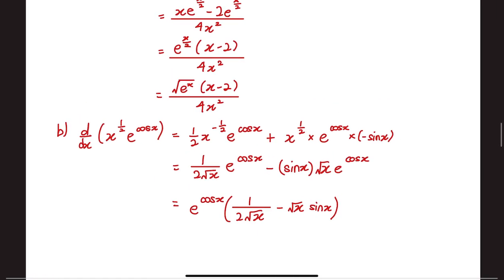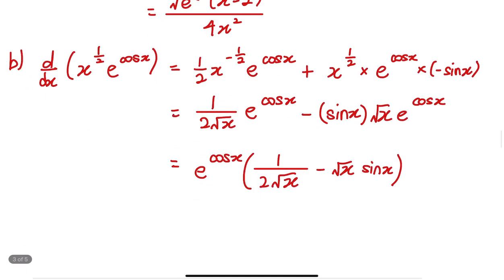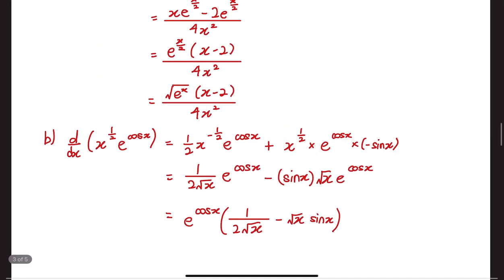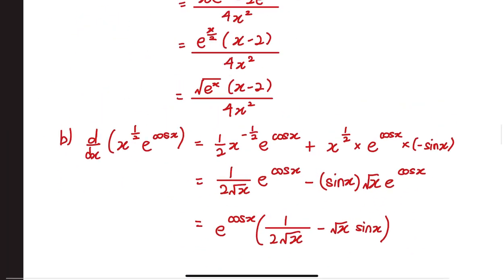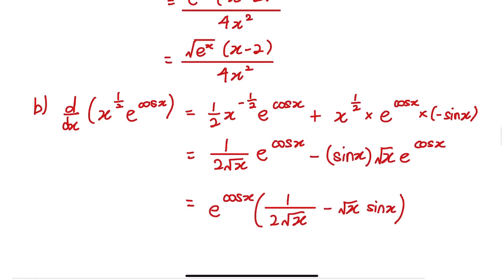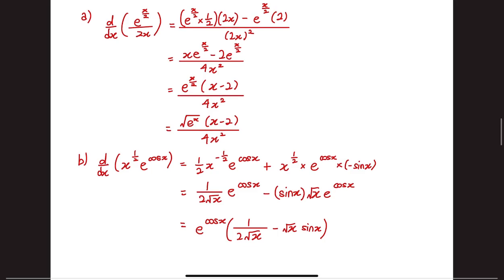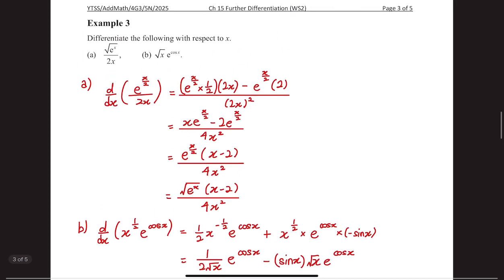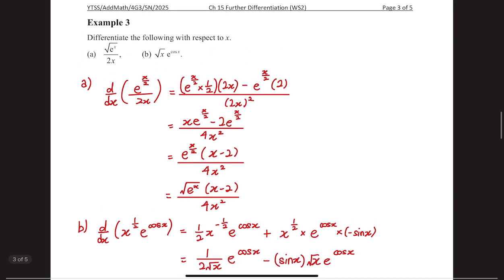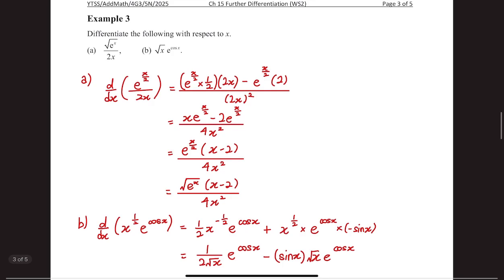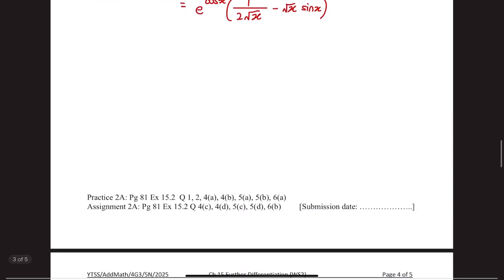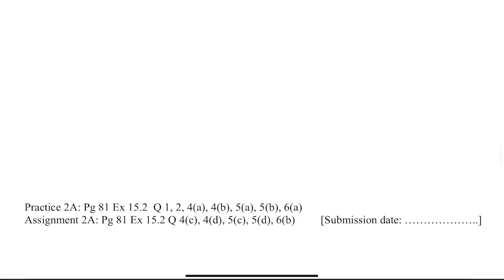Okay, and this is the factorized form over here. If you want to, you can further simplify this, but it's not necessary. This would be the differentiated form for example 3b. Okay, and with that, we have completed the differentiation for exponential functions for this chapter. You can go and try the practice questions now. You should be able to do them after watching this video.